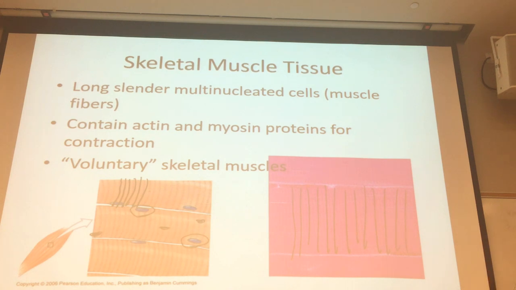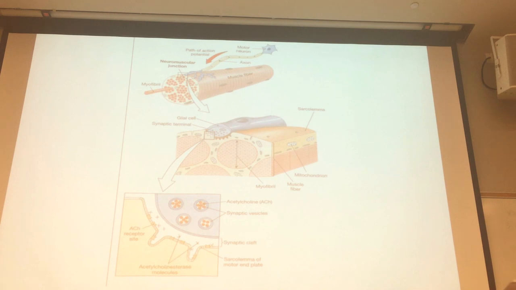Now, the proteins that make up these striations are actin and myosin, okay? In order to have the muscle cell contract, you're going to have a motor neuron with a cell body right here. So here's the cell body. It's going to have its axon coming all the way down, and it's going to go to what's referred to as the neuromuscular junction. The neuromuscular junction is the same thing as a synapse, except instead of neuron to neuron, it's neuron to muscle.